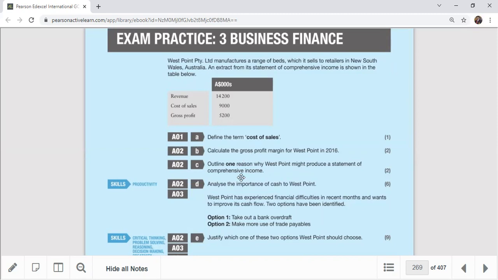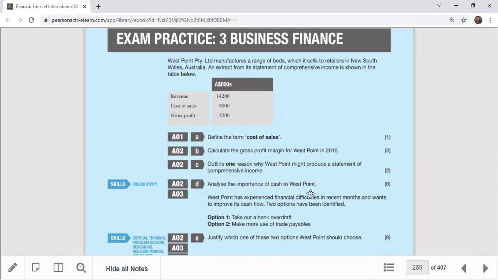For example, we can find out the performance of the business, the cost of sale of the business, the cost controlling section of the business. We can give one reason why they want to produce a statement of comprehensive income: in order to find out the profitability of the business. So in this case, West Point Limited has made 5.2 million, actually thousands, Australian dollars during this year by deducting the cost of sale of 9,000. So you can see that is 36% of gross profit they are retaining in the business.